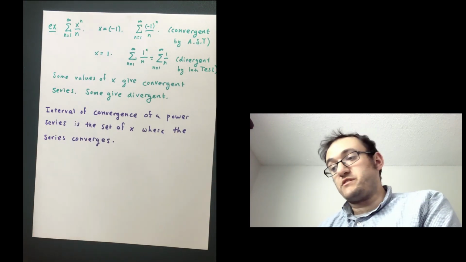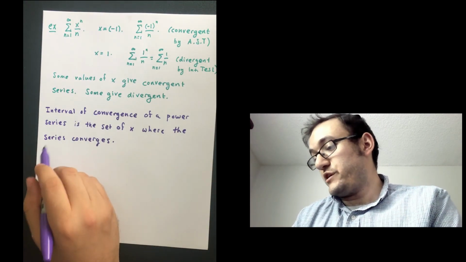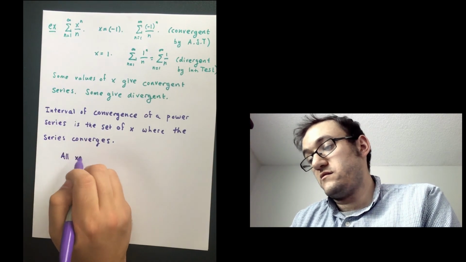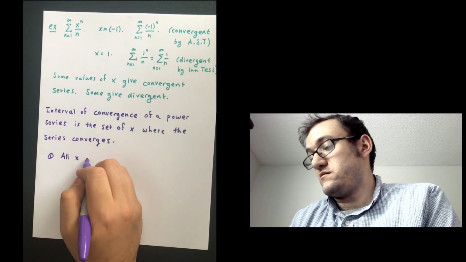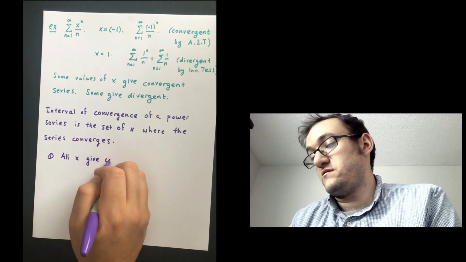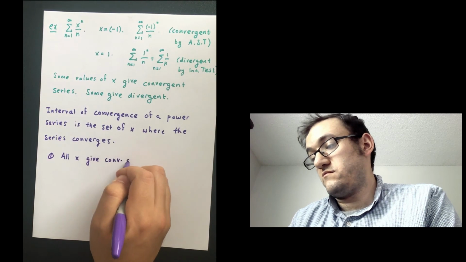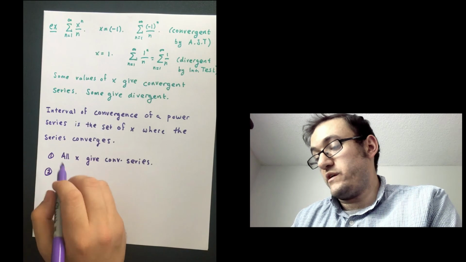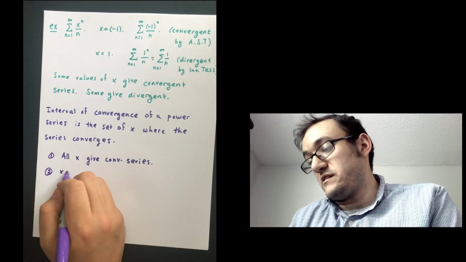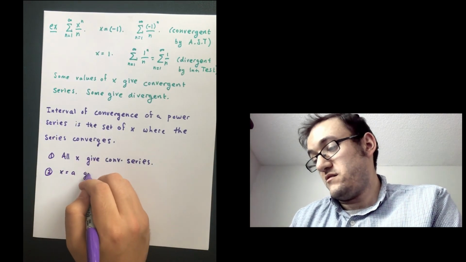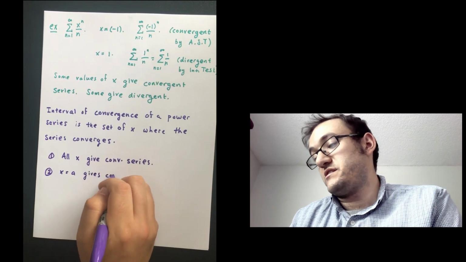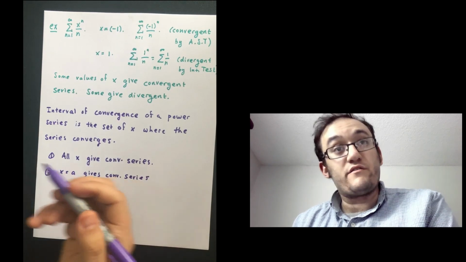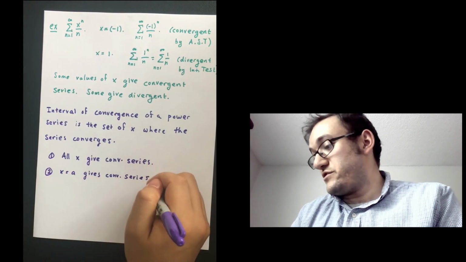And there are a few different options for what this could be. We could have all x give convergent series. We could have only x equals a gives convergent series, and for all other values of x, the series diverges.